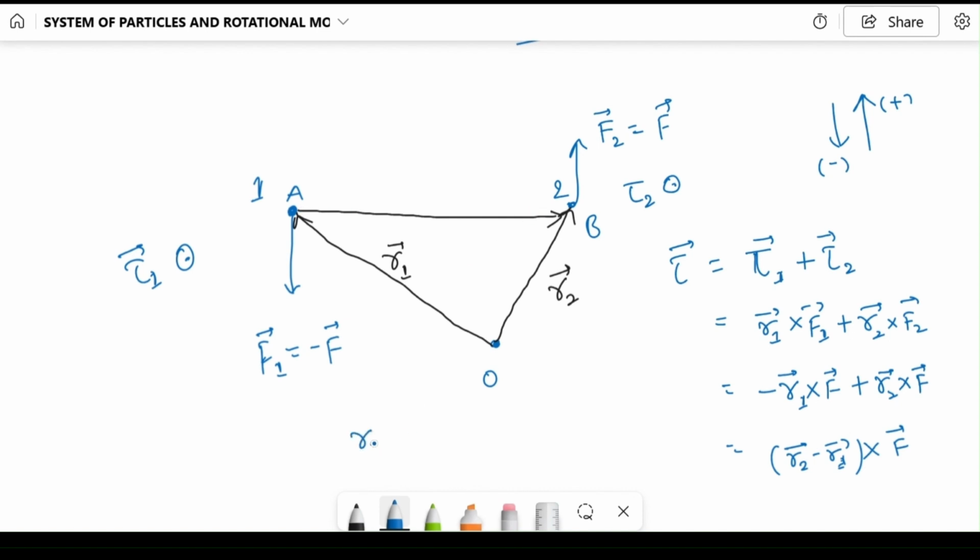Here we can see easily the position vector R2 minus position vector R1 is the displacement vector AB. So no matter where we are shifting our origin in this case, whether we are choosing another origin at this point, this vector AB is not going to change as long as we have fixed these 2 points. So we can say the torque on the rigid body is independent of the choice of origin.